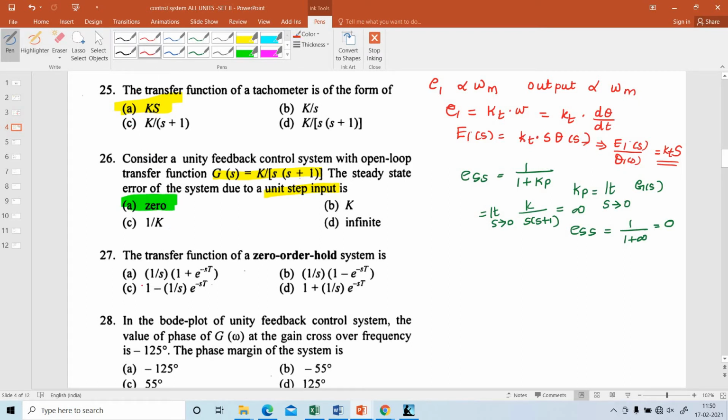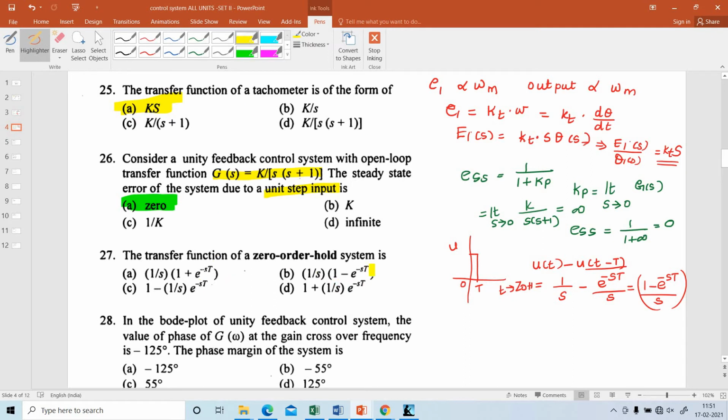And next, problem 27. The transfer function of a zero order hold system is. So what is zero order hold? See, this is the zero order hold, from 0 to T. So how to write this equation? It is u of t minus u of (t minus T). Then take the Laplace transformation: 1 by s minus e power minus sT by s. So 1 minus e power minus sT divided by s. Option B is the correct answer.